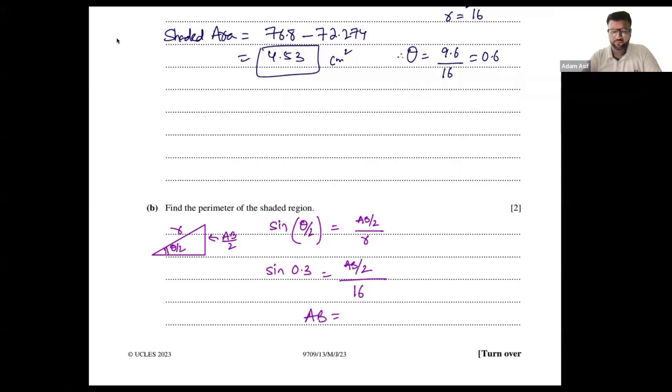So sine of 0.3 times 16 times 2. I'm getting 9.456. And the perimeter is going to be 9.6 plus 9.46, which is 19.1 centimeter.